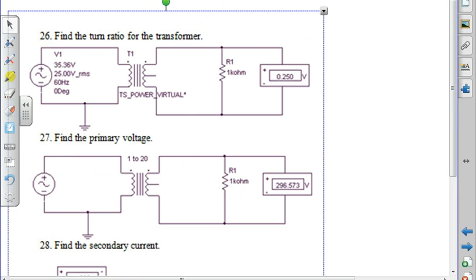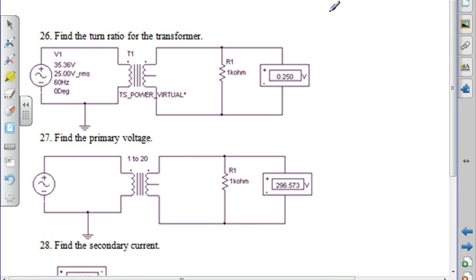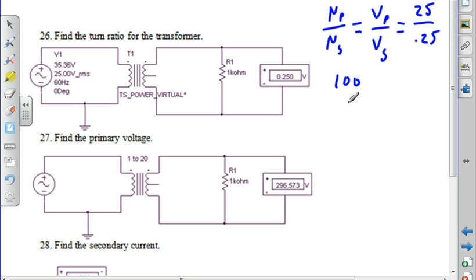So the first guy, we need the turn ratio. Turns primary to turns secondary is the same as voltage primary divided by voltage secondary, which is going to be 25 divided by 0.25. So the turn ratio would be 100, or you could have it 100 to 1. Any one of those answers would be perfectly okay.